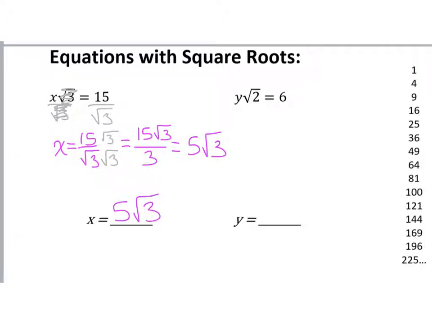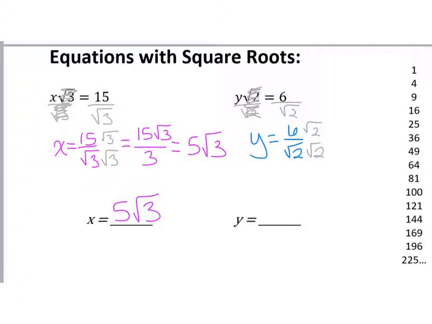Okay. 3 more. Y square roots of 2 equals 6. How do I get the y by itself? Divide by the square root of 2. So my square root of 2's cancel on the left-hand side, leaving me with just y. On the other side, I have 6 over the square root of 2. I'm not allowed to leave a square root of 2 in a denominator, so I have to rationalize. So I multiply the top and the bottom by the square root of 2.